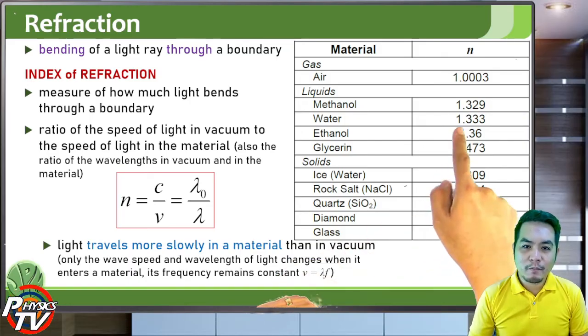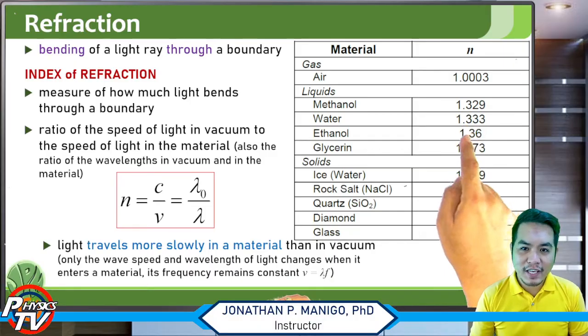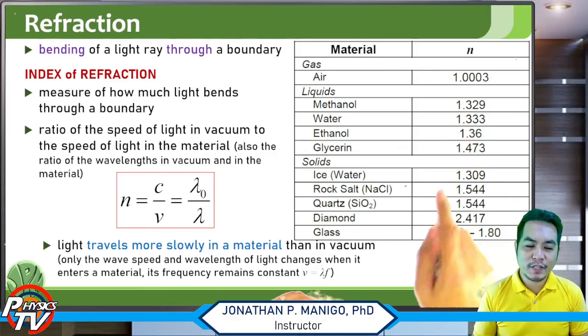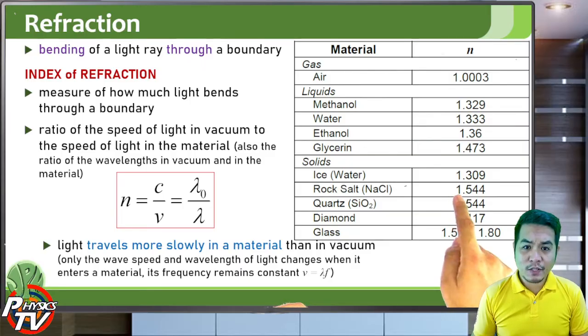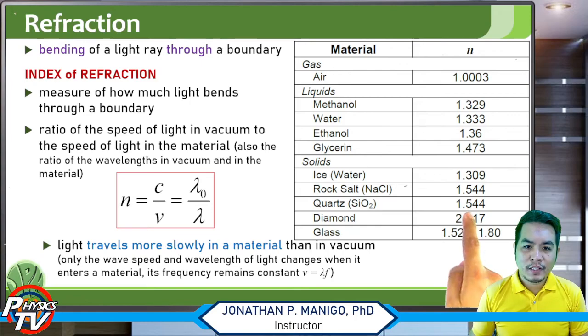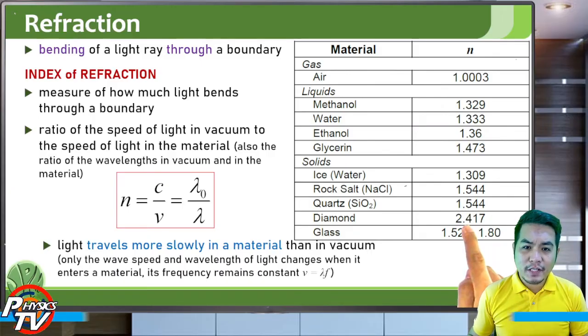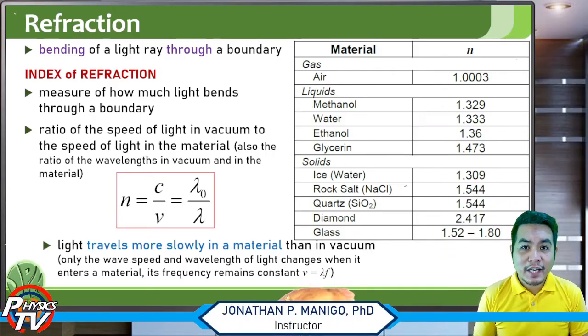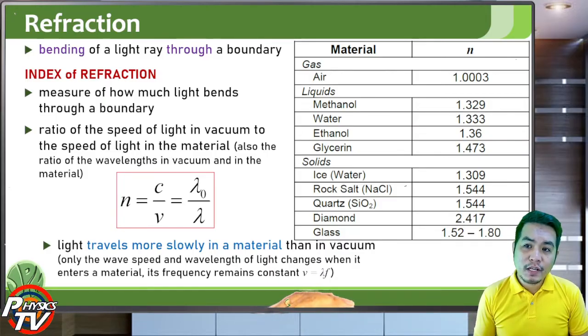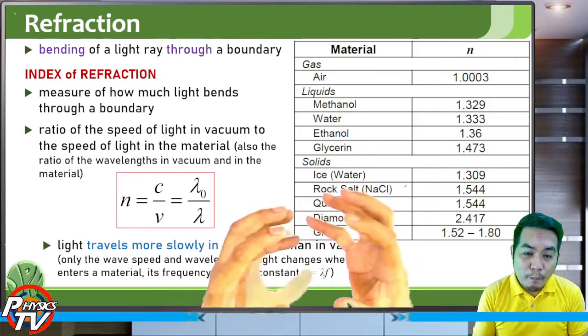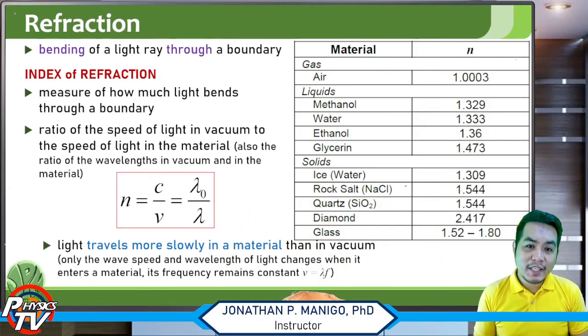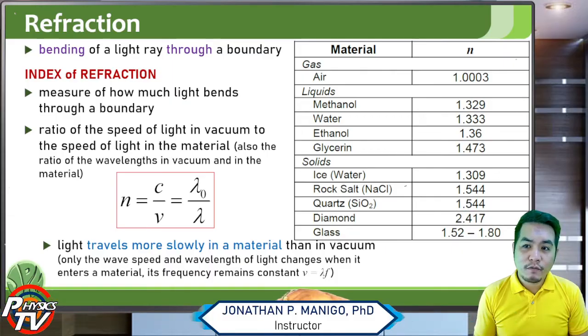So for liquids, you have methanol, water is 1.333, ethanol 1.36, glycerin 1.473. Then you have solid ice 1.309, rock salt 1.5, glass 1.5 to 1.8. And you will see in this table, in the solids, diamond has the highest index of refraction. It's because index of refraction is directly proportional to density. So the more compact, the more dense a material is, the higher the index of refraction.